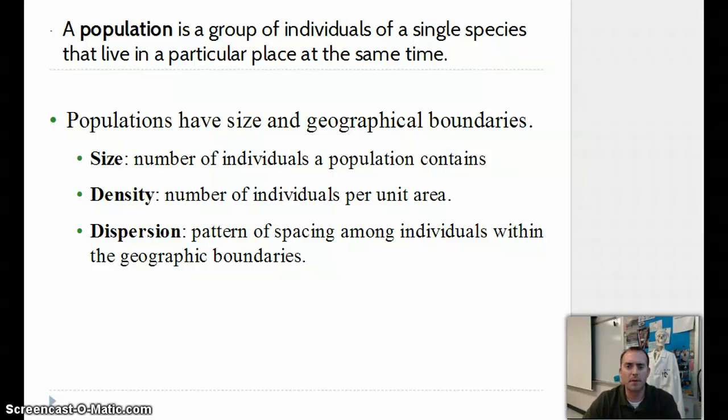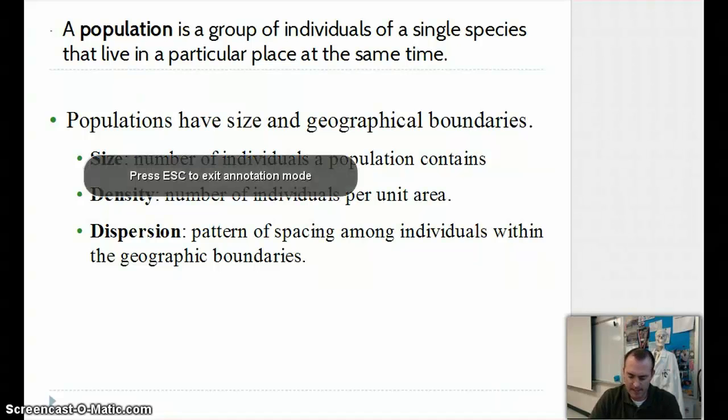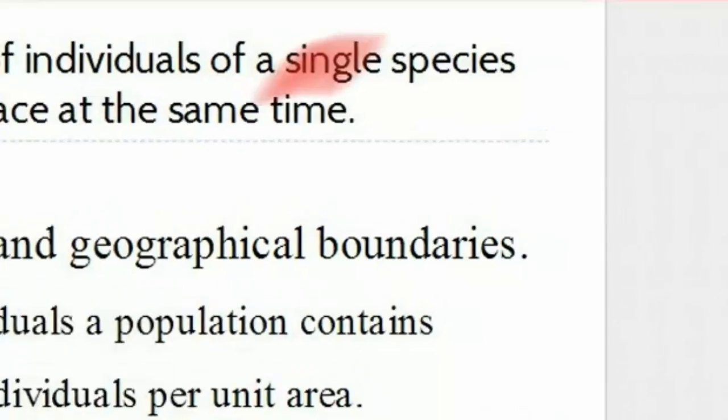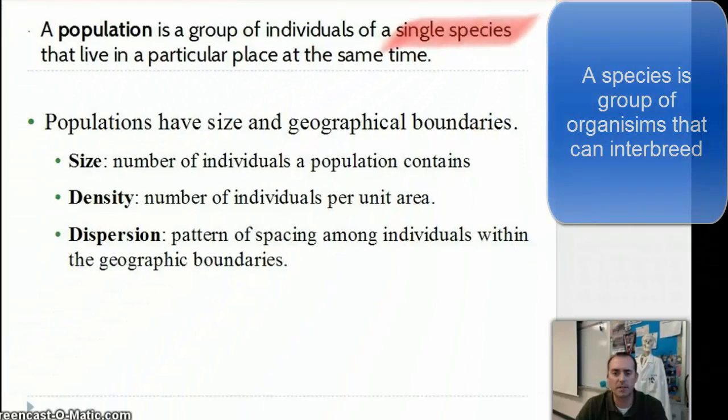First, let's define what a population is. Again, a population is a group of individuals of a single species, and that's the key: a single species of organisms. So we're talking about all one kind of organism, and these organisms obviously have to live in a particular place and at the same time.